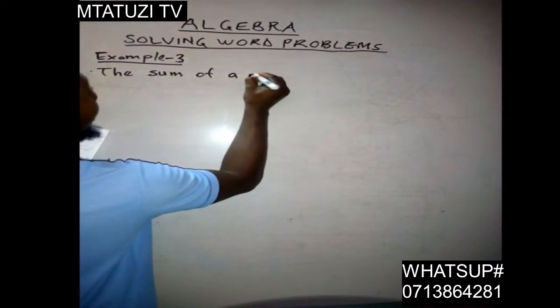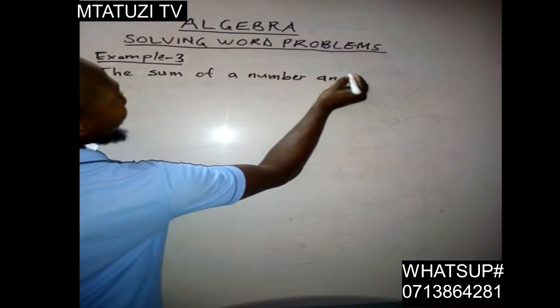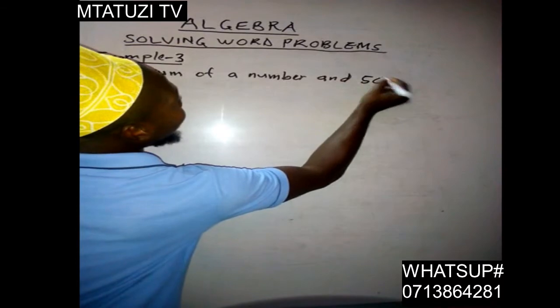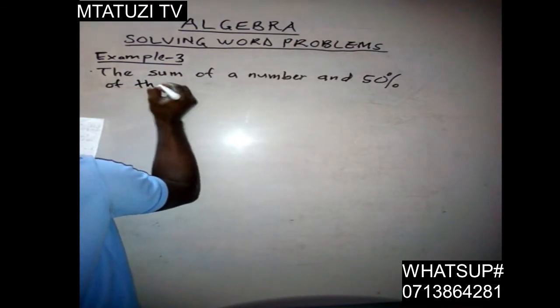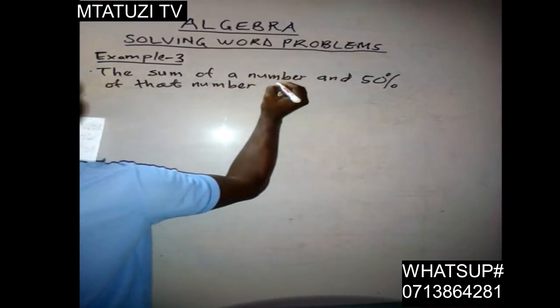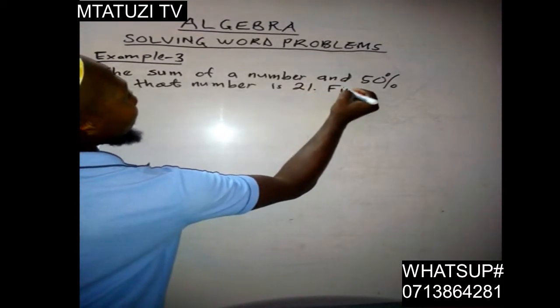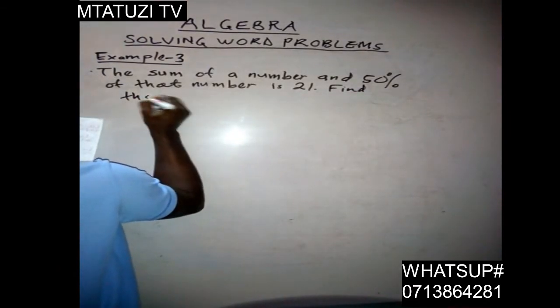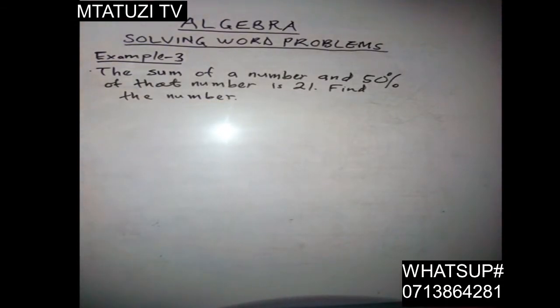The question says that the sum of a number and 50% of that number is 21. Find the number.